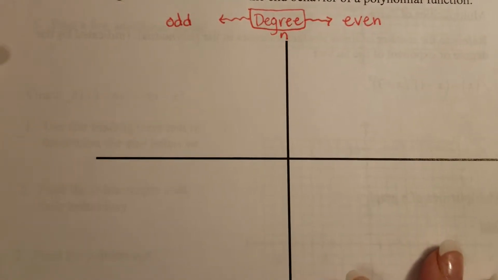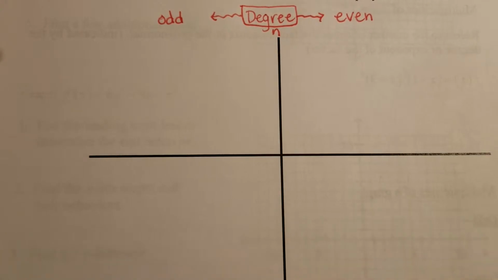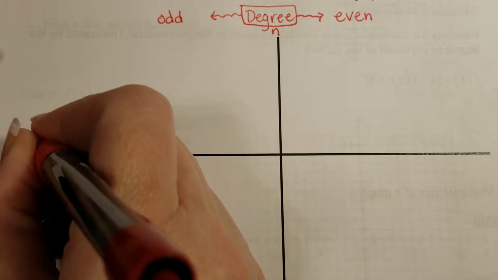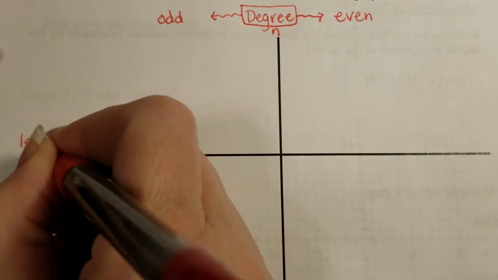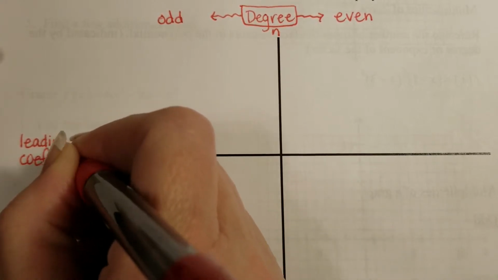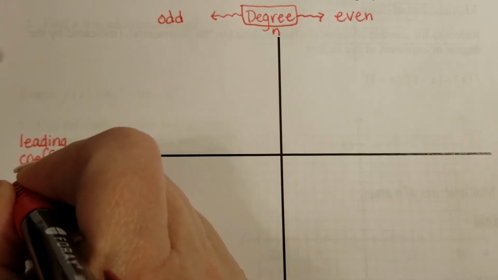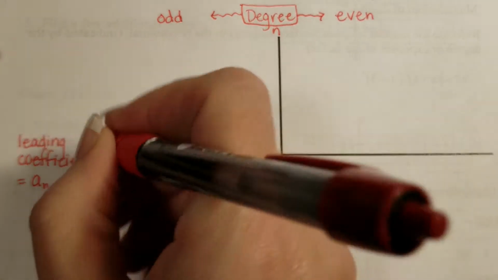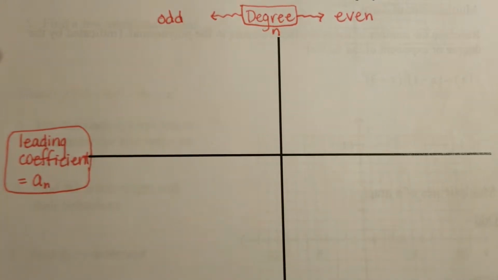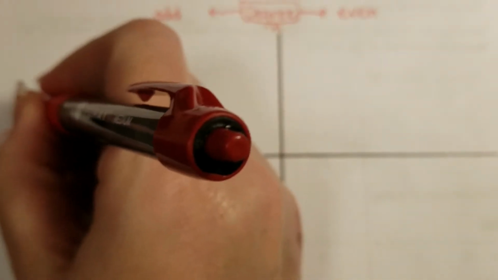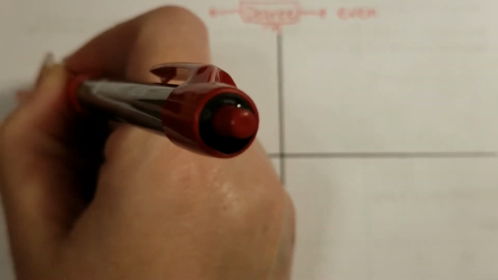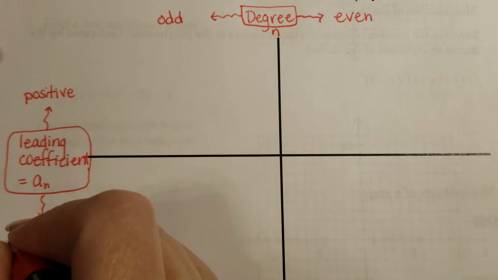Then the other thing that we are going to look at is that leading coefficient, the number before x, which is the a sub n. And once again, we're going to look at two possibilities. That could be positive, or it could be negative.